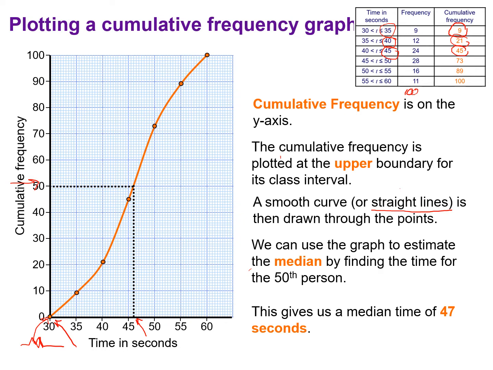Okay, right, so that's how you read off the median. So make sure you're happy with that. Make sure you've got all of that written down in your books as an example. If not, pause it. Okay, right, let's go on now to talk about the interquartile range, because we can also read that off a cumulative frequency graph.